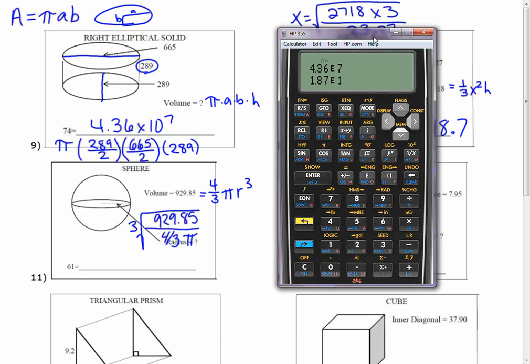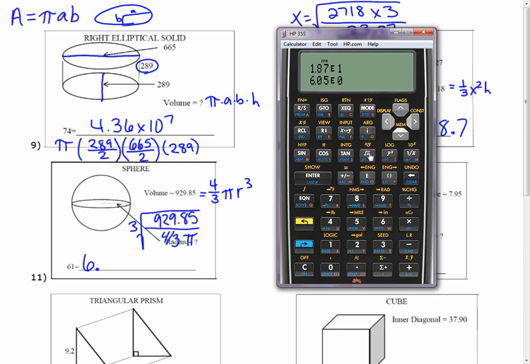So we're going to type in our volume, 929.85, enter. We're going to type in our fraction, 4 divided by 3, and we're dividing by that. We're going to do yellow pi, divide by that. That is r cubed, so to take the cube root, we're going to type in 3, and then the root is on the square root key, but it's in yellow. So we're going to press yellow shift, and that'll take the third root of that number. So our radius is 6.05.